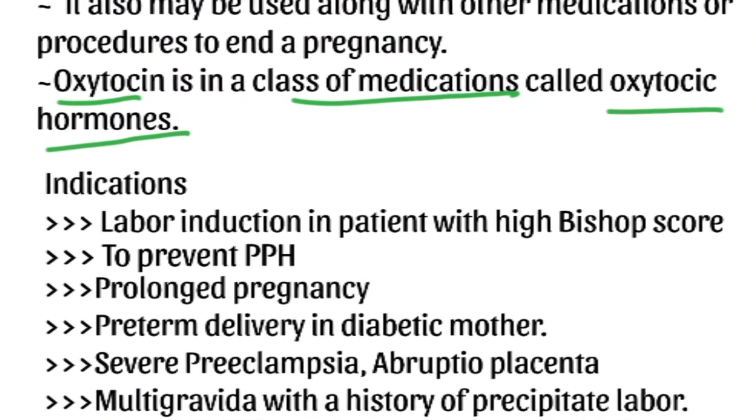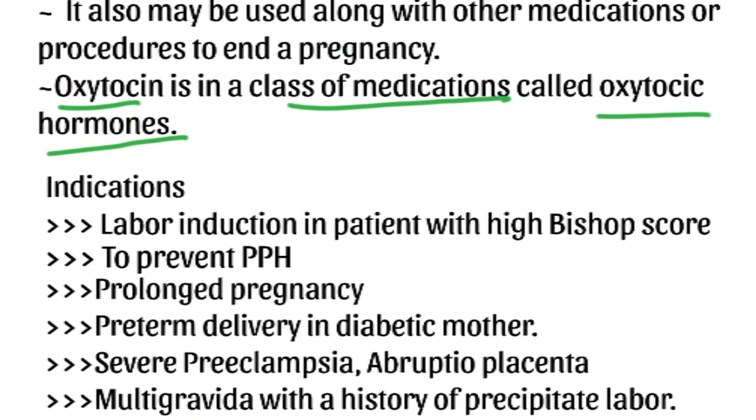Next, what are the indications? In what conditions will this oxytocin be provided to the patient? If the Bishop score is high, for example, the normal Bishop score is 6 to 13. If the Bishop score is around 9, 10, 11, 12 or more than 9, we will provide oxytocin to make the delivery easier. If the Bishop score is less than 6, that is from 0 to 5, we will not give oxytocin, we will go with another mode of delivery.